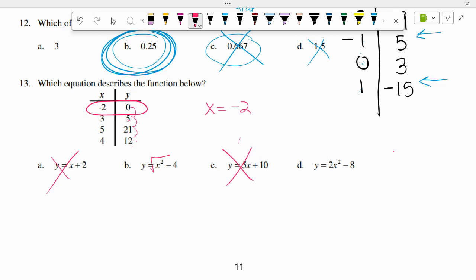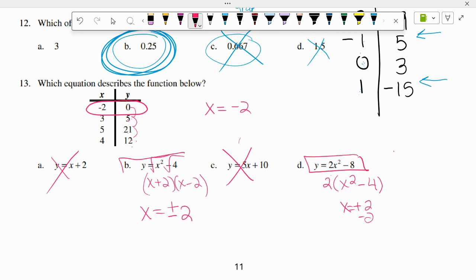Well, this is the difference of squares. This factors into x plus 2 times x minus 2, which means my solutions are a positive 2 and a negative 2. This one factors into 2 times x squared minus 4, which means that I have a positive 2 and a negative 2 again. So it's got to be one of these.